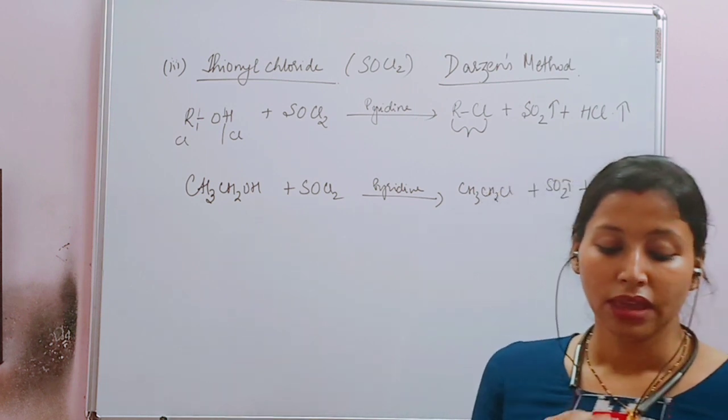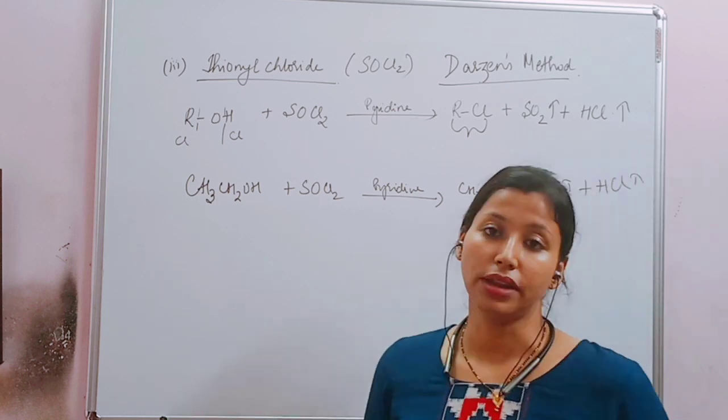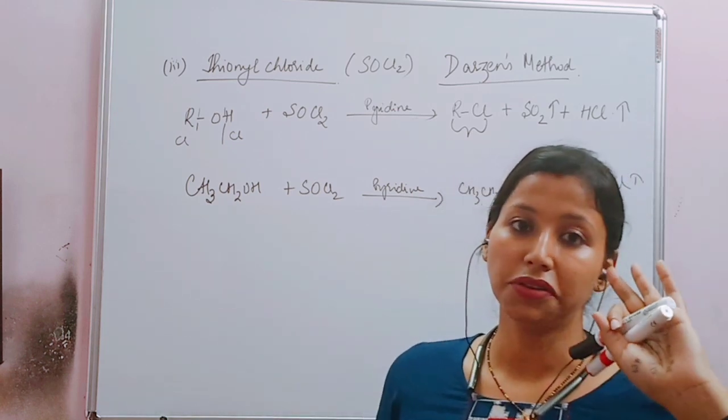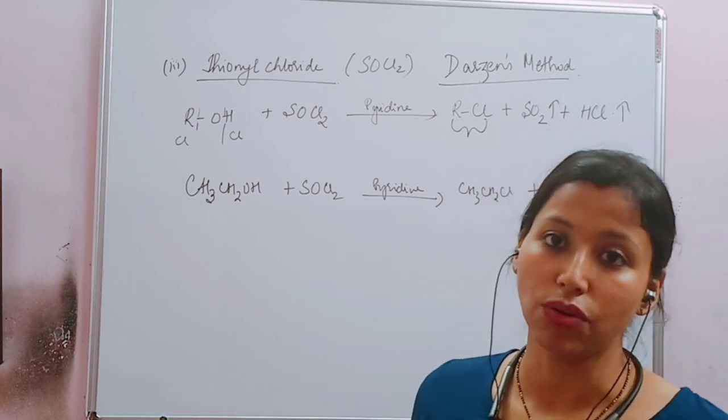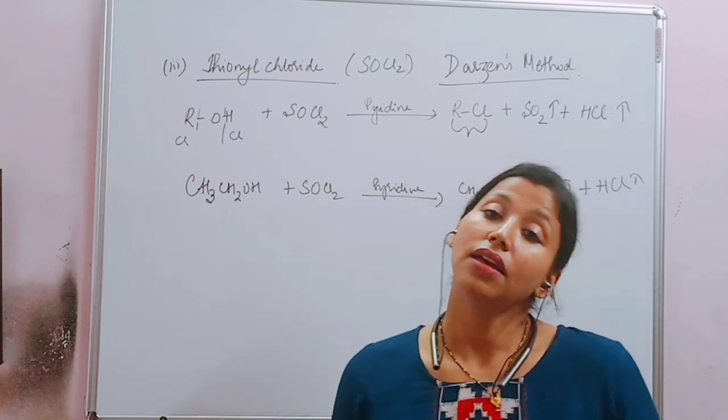So these are the methods. We did halogen acids, we did phosphorus chlorides, and we did thionyl chloride. Three methods of preparation of haloalkanes from alcohol. In the next video, we'll cover other methods. Okay, thank you everyone.